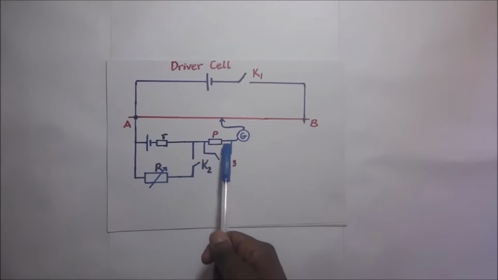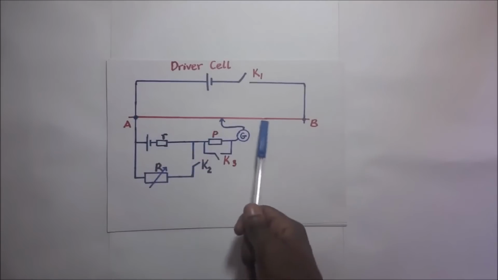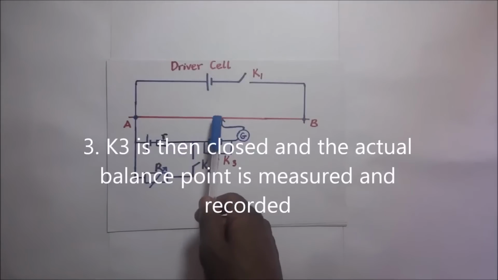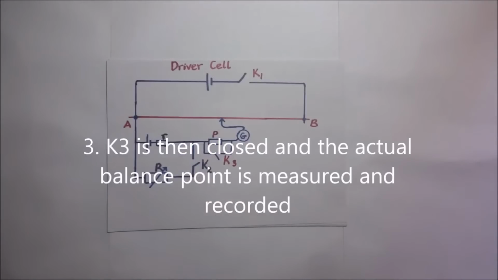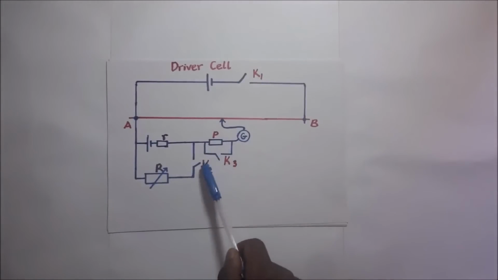When we close K3, we continue to tap the jockey along the slide wire AB until we get the accurate balance point. And when we get the accurate balance point, that is when K1 is closed and K3 is also closed, while K2 is still open, we're able to get our first expression.